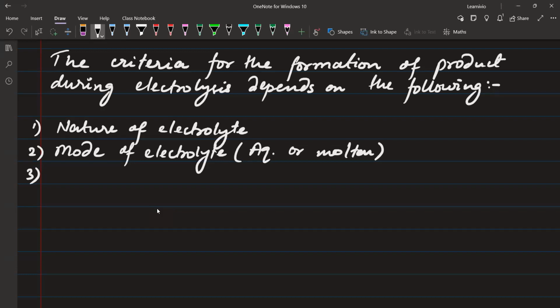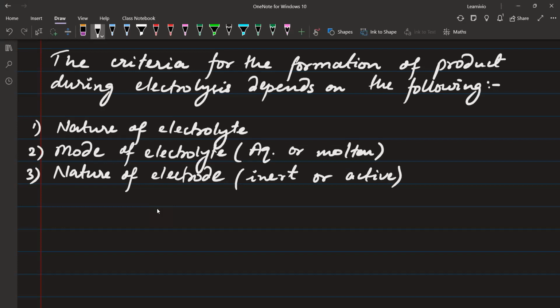The third one is nature of electrode. So what type of electrodes are we having? We are having inert electrode. You have seen the platinum one, in the standard hydrogen electrode also, right? Inert electrode, or it could be active electrode. Now, what is active electrode? Active electrodes are those which can take part in the reaction. So that can also cause some type of interference.